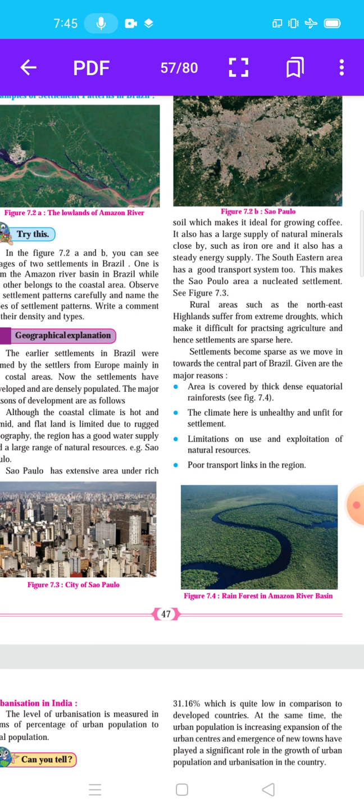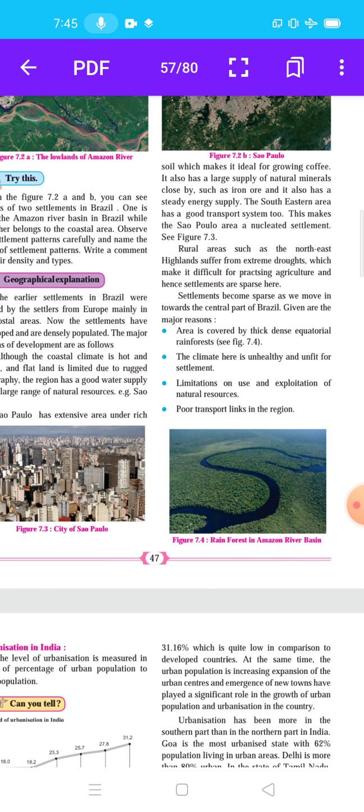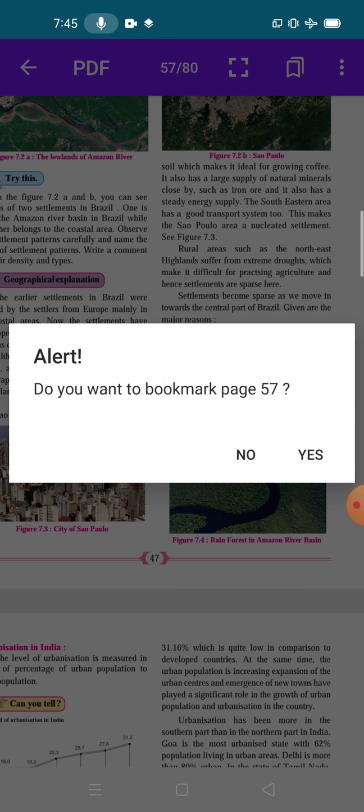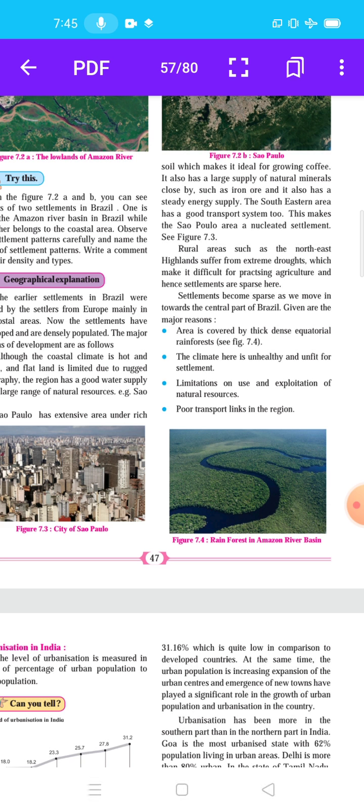The area is covered by thick dense equatorial rainforest. See figure 7.4, rainforest in the Amazon River Basin. The climate here is unhealthy and unfit for settlement, meaning not healthy and not suitable. There are limitations on the use and exploitation of natural resources, and poor transport links in the region. Here we complete some points.